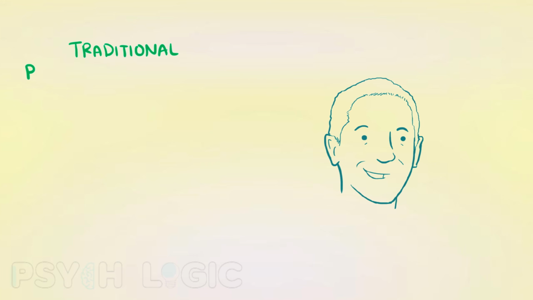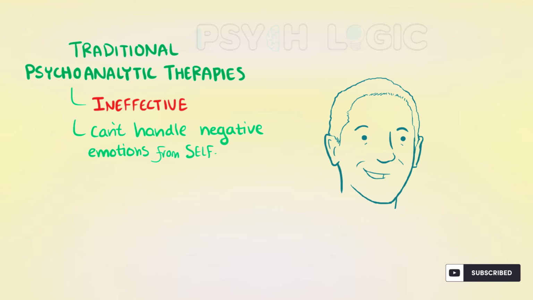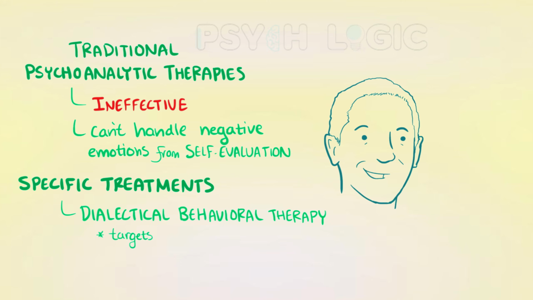In general, traditional psychoanalytic therapies are ineffective for Cluster B personality disorders, since people with this disorder often can't handle the strong, negative emotions that come with challenges to one's self-evaluation. Some specific treatments can work well, though. For example, dialectical behavioral therapy, which targets specific thoughts and behaviors, can be pretty helpful for individuals with borderline personality disorder.